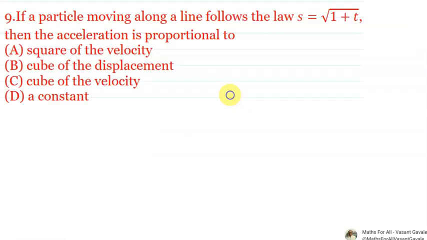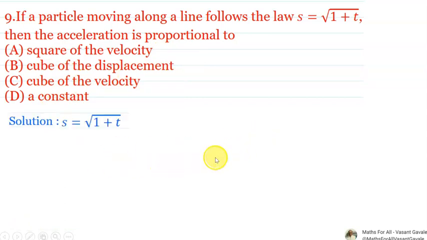Next example, if a particle moving along a line follows the law s is equals to root of 1 plus t, then the acceleration is proportional to square of the velocity, cube of the displacement, cube of the velocity, and last is a constant. That means we have to differentiate it two times.